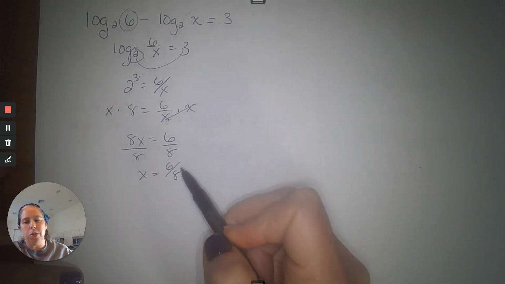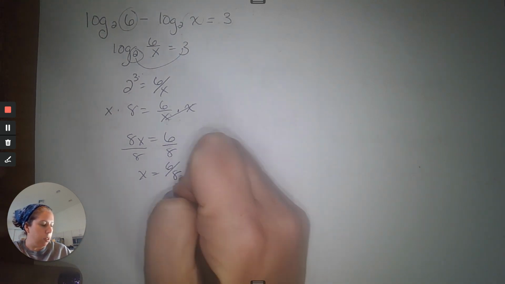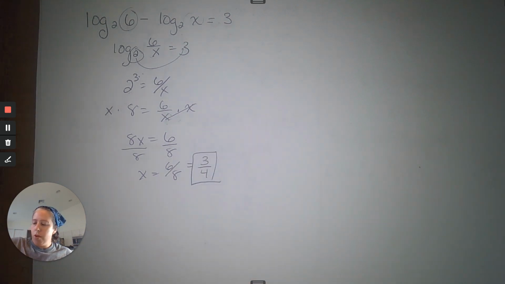And make sure you reduce it. So what goes into 6, that also goes into 8. It's 2. 6 divided by 2 is 3. 8 divided by 2 is 4. So your answer would be 4/3. Yes? No? Maybe so? Right? Yes. I had the wrong answer on my notes. Got a little confused for a second.